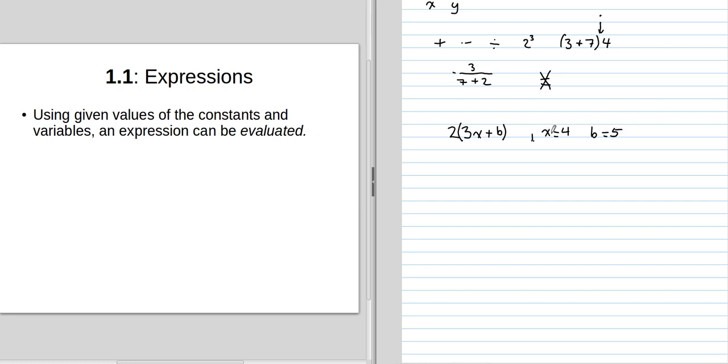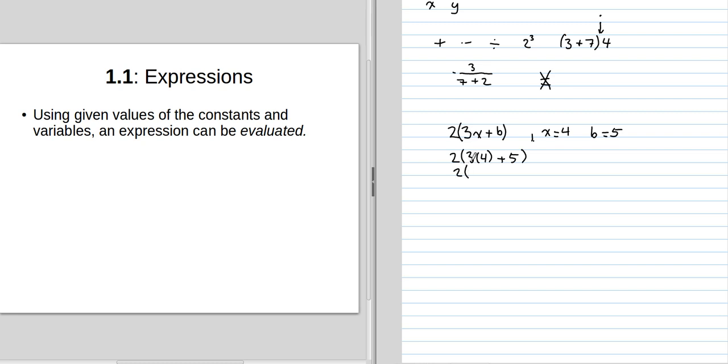Now these are not expressions. They're actually defining the value of these constants or variables for the purpose of evaluation. So now let's evaluate. We plug in 4 when we see x, and I'm going to use parentheses when I plug in to prevent me from accidentally changing the order of operations, which we'll talk about in a minute. So plugging in 5 for b and 4 for x, we can evaluate the expression.